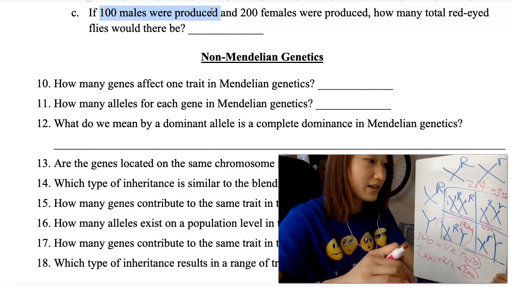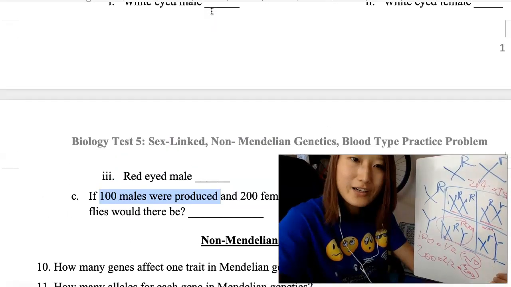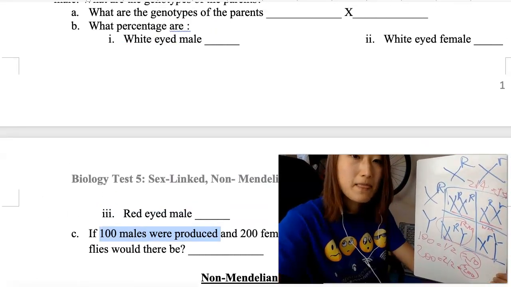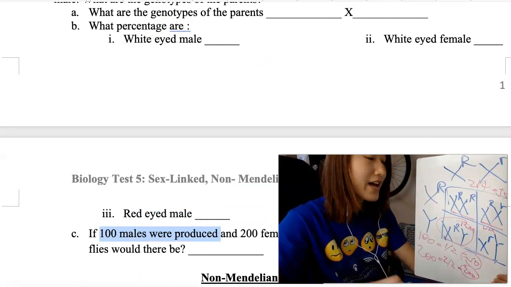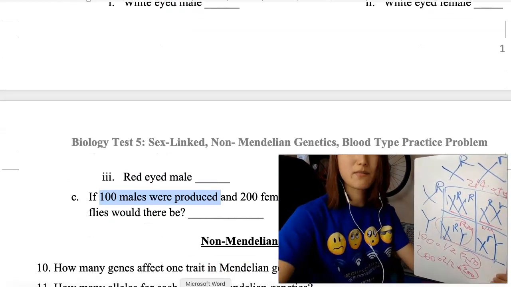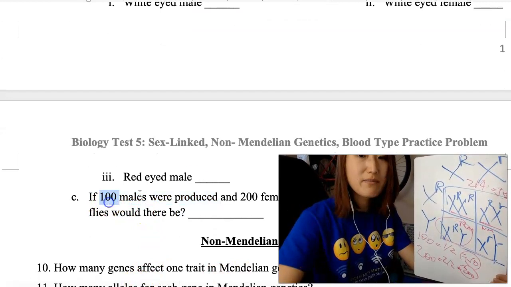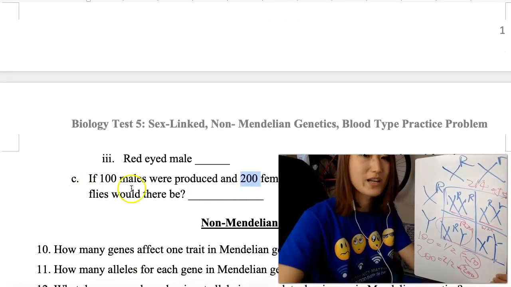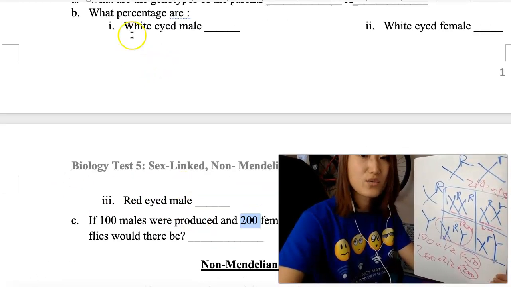So you have to be careful, because earlier these questions were asking for red-eyed males or females out of all the offspring, but now we're talking about out of just the males and just the females. So you can't use the percentage that you came up with earlier anymore.